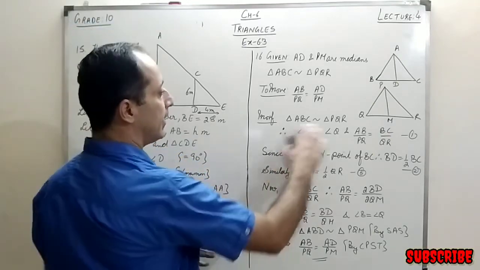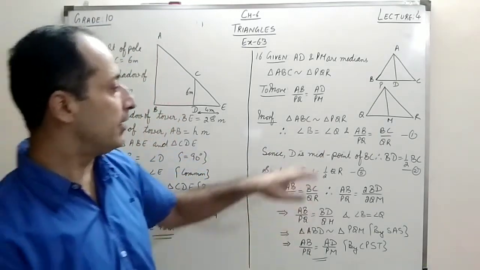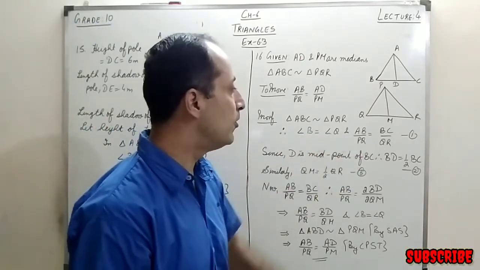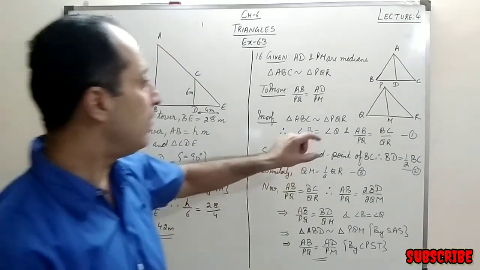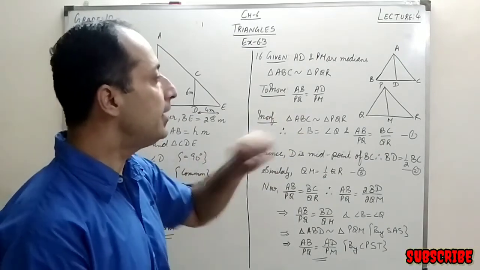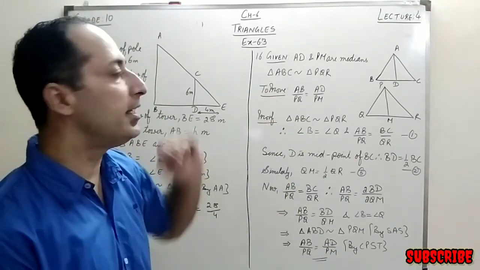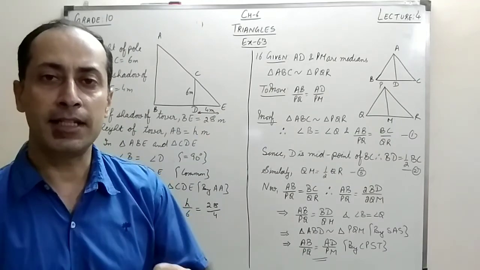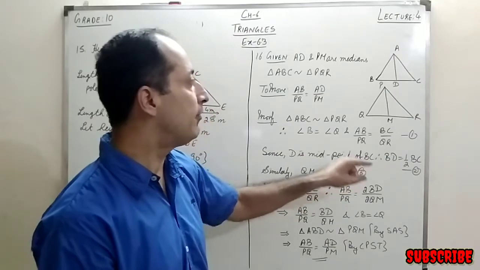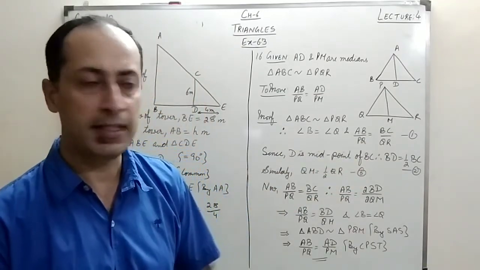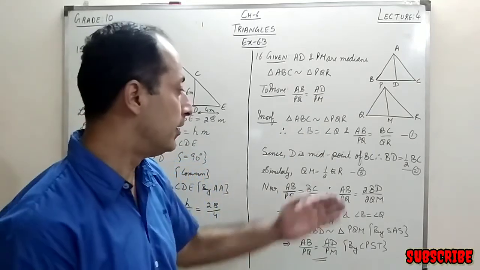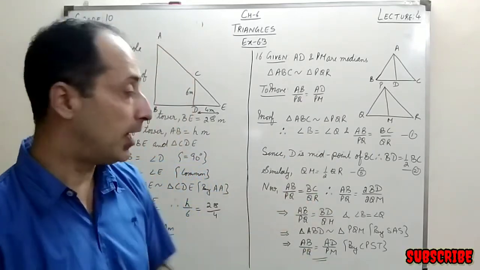Now it is given, since triangle ABC is similar to triangle PQR, I have written angle B is equal to angle Q, AB by PQ is equal to BC by QR. See, I have got one thing, AB by PQ, right? Now, D is the midpoint of BC. Why? Because AD is the median, and what is the median? It's a line segment from the vertex to the midpoint of the opposite side. So BD is half of BC. Similarly, if you see the other triangle, QM is half of QR.